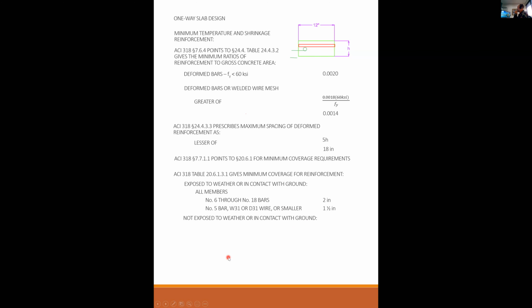If your slab is not exposed to weather and is not in contact with the ground, this gets a lot better. For slabs, joists, and walls, which we're talking about slabs, for number 14 and 18, which you would never see in a slab, you would need 1.5 inches. For a number 11 or smaller, which you do see in slabs, you need 3/4 inch. So typically this is about 3/4 of an inch for most applications. Typical one-way slab.